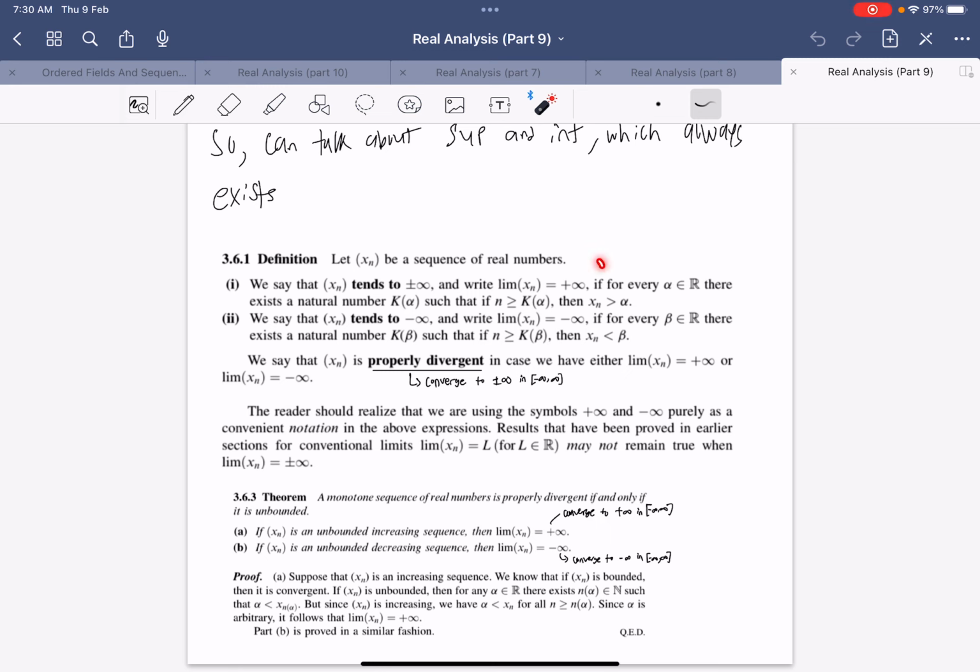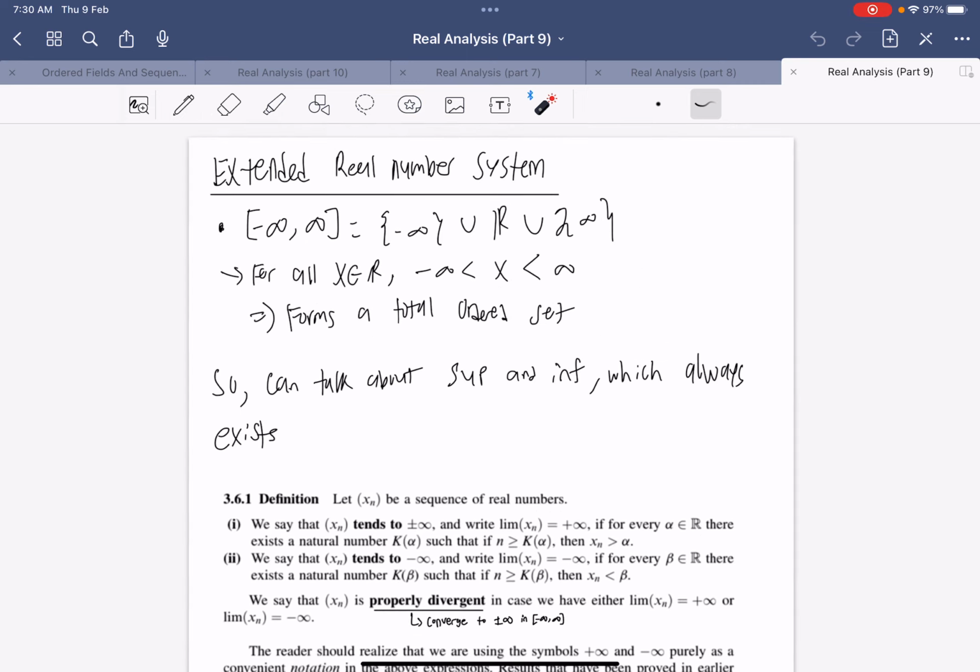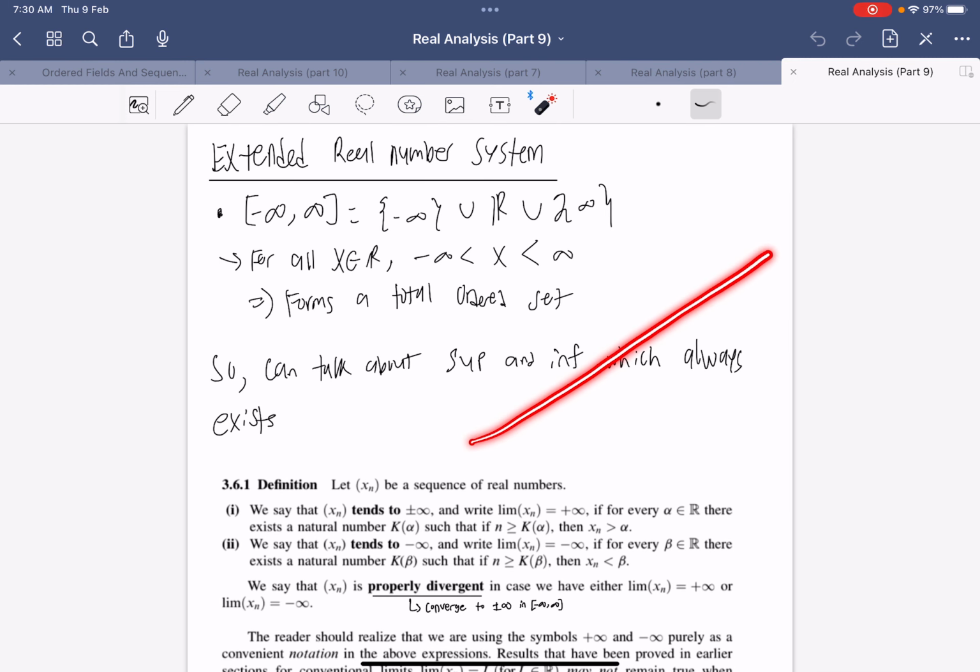It tends to infinity if there exists a natural number k such that for n larger than k, xn will be larger than a, for every real number a. So because it tends to infinity, it must increase all the way to infinity. For every real number, there will exist a cutoff such that all the terms after that are greater than this real number.